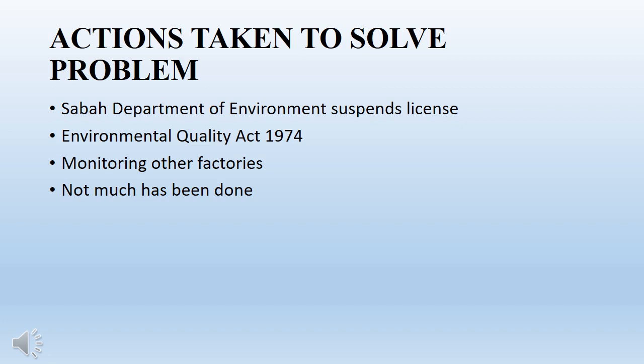Actions taken to solve the problem. Firstly, the Sabah Department of Environment has suspended the license of the factory that is involved in this incident. This is done under the Environmental Quality Act of 1974. They are also monitoring other factories, as there are 3 more factories alongside Sungai Segaliud. This is to ensure these factories are not making the same mistake as the factory involved in this incident. They are making sure these factories are not also throwing their waste into the river.